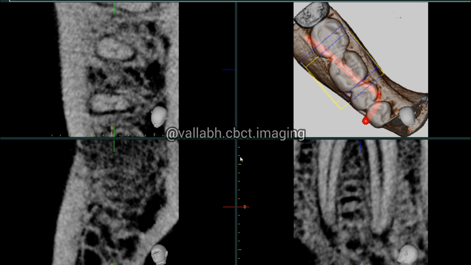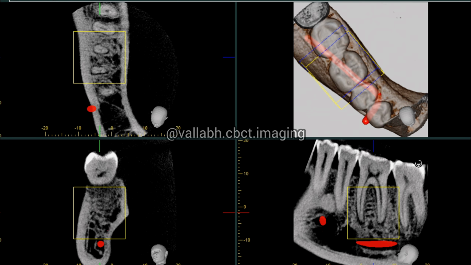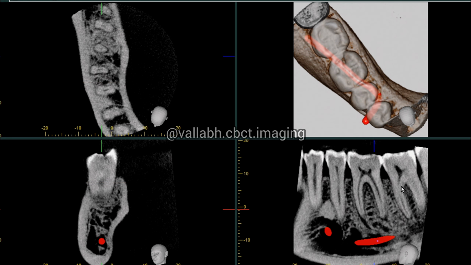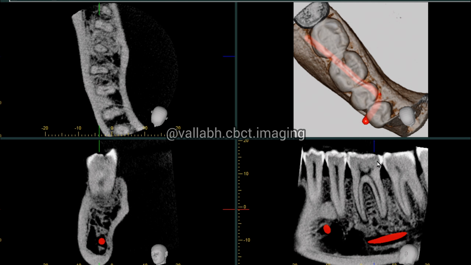Okay, so this was just a quick case on dentinal microcrackline or caries as evident on the lower right side region.